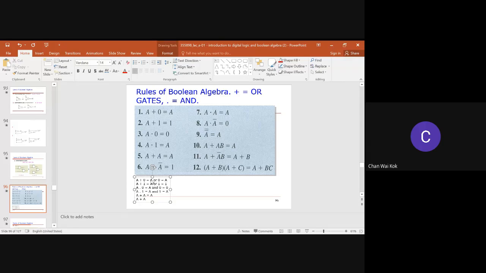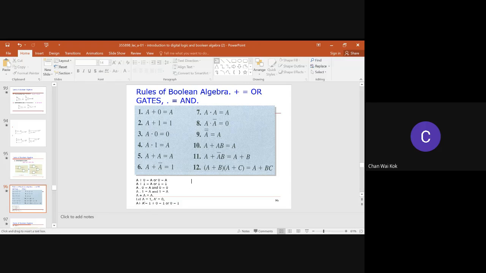A plus A bar. A bar we write like this. It equals 1. How do you prove it? Let A equal 1. So A bar will be equal to 0. So what is A plus A bar? It equals 1 plus 0. 1 or 0 equals 1.